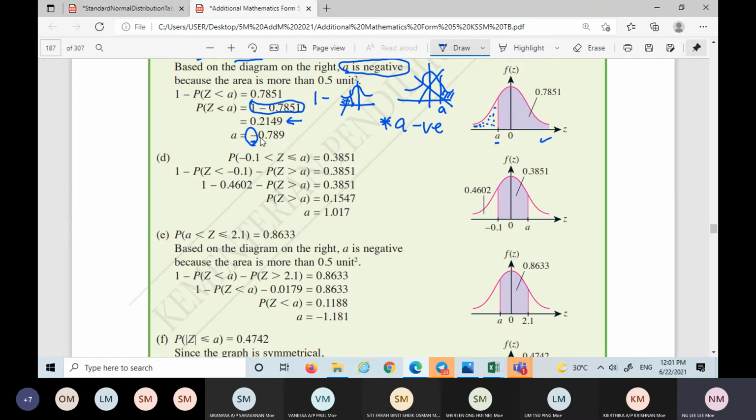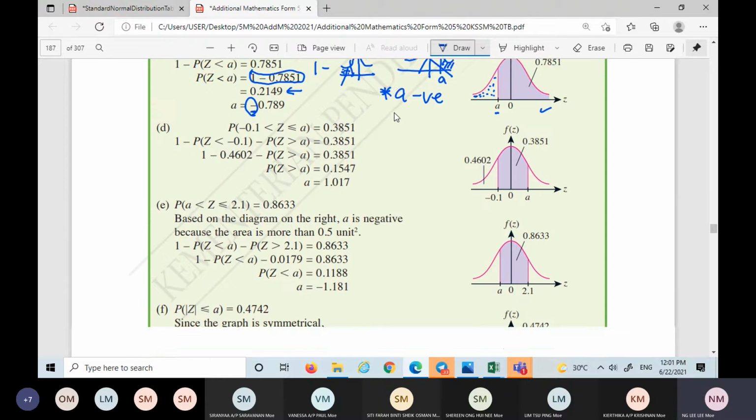Students always tend to make this kind of mistake. The final answer A is negative, but they write positive. So always, when you analyze and already know A is negative or positive, straight away write a remark. Remind yourself, not the examiner. It's to remind yourself: A is negative. Okay. Next, we go to D.